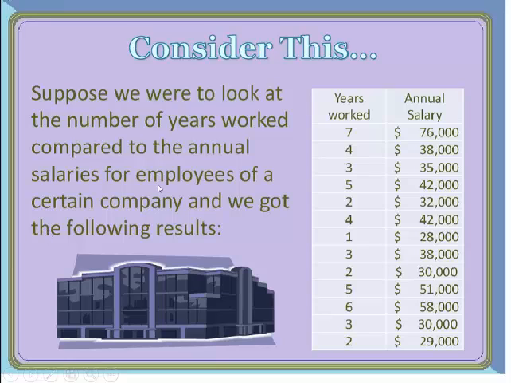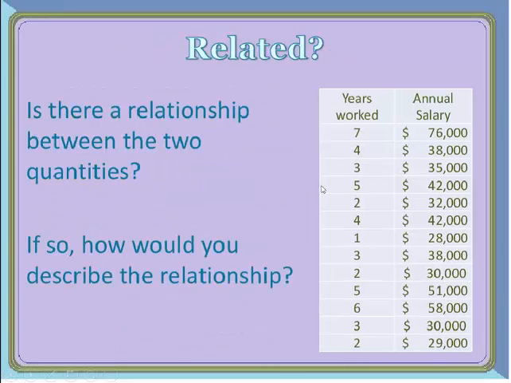Suppose we looked at the number of years worked compared to annual salaries for employees of a certain company. And this is the same company, and we got these results. You don't have to copy this down. Is there a relationship right now? Can you see a relationship? It's kind of hard to see a relationship because everything doesn't go in the same order or it's not all together. But there is a way to actually see if there is a relationship.